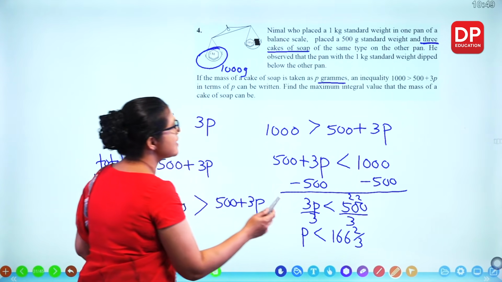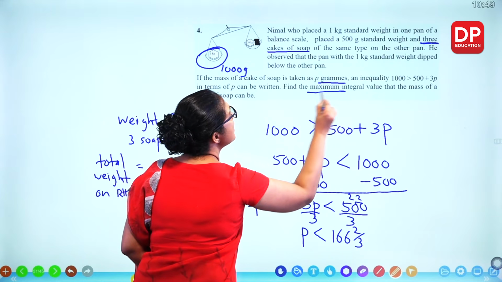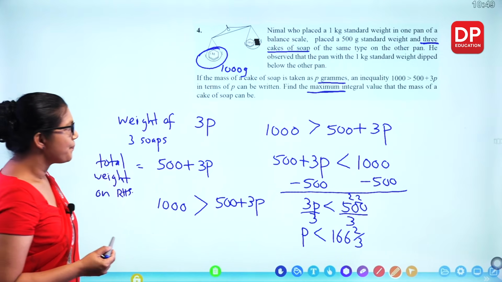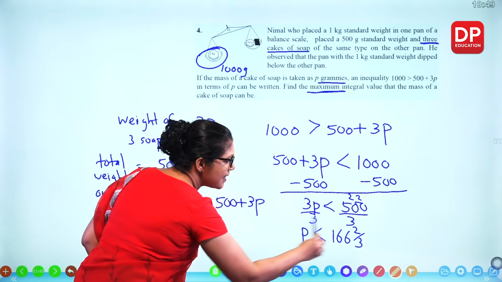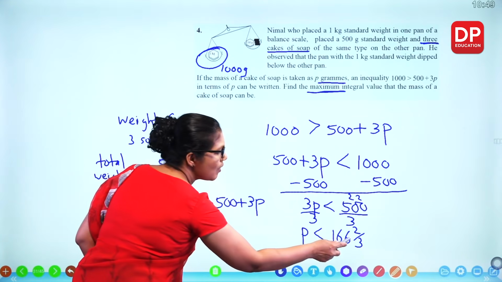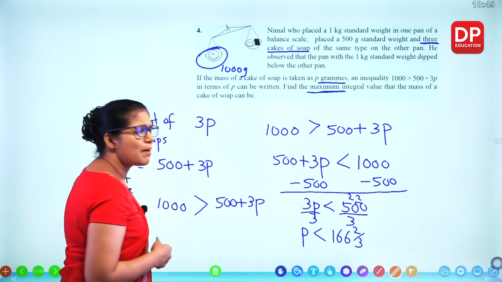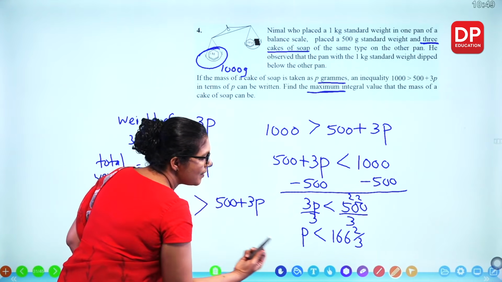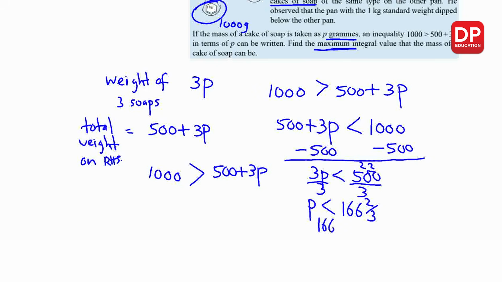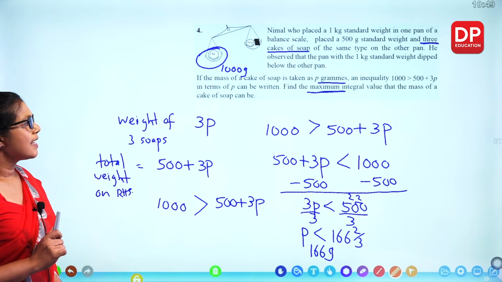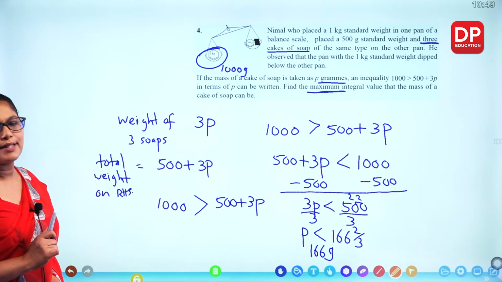Here it says what's the maximum integral value that the mass of a cake of soap can be. Here this is less than, which means towards the left hand side, and this is not equal to this value. So what's the maximum value we can take? We see that less than this value is 166 grams. So that's the maximum value that P can take.